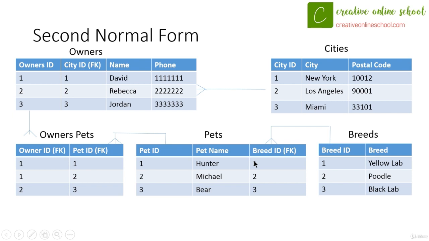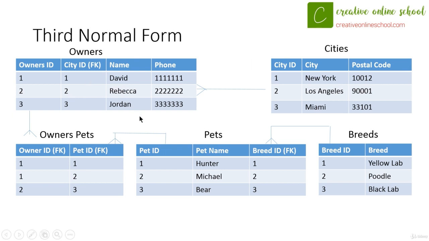And then we have a one-to-many relationship with the breeds because many pets can belong to a single breed, and these are simply referenced by a foreign key. So this takes care of the second normal form where each individual column must be dependent on the primary key or must belong to the primary key.